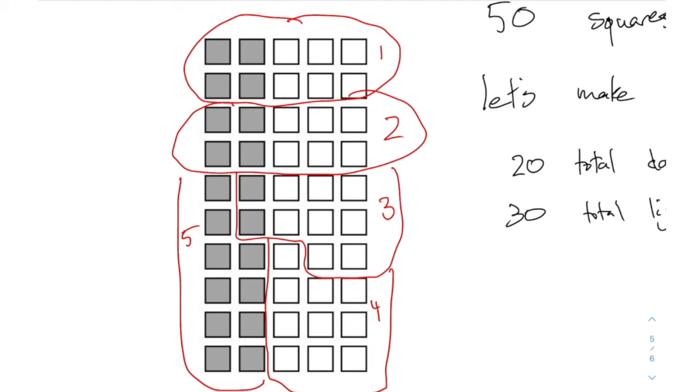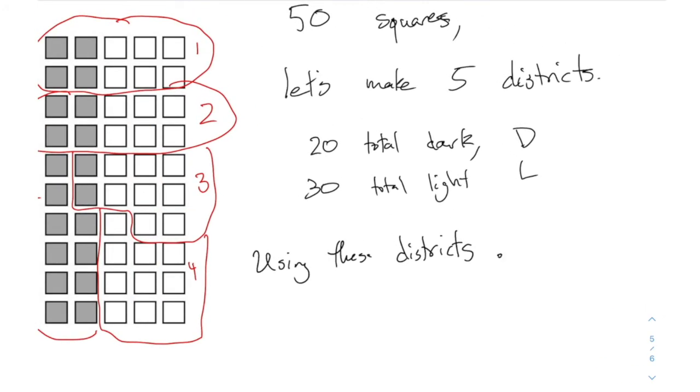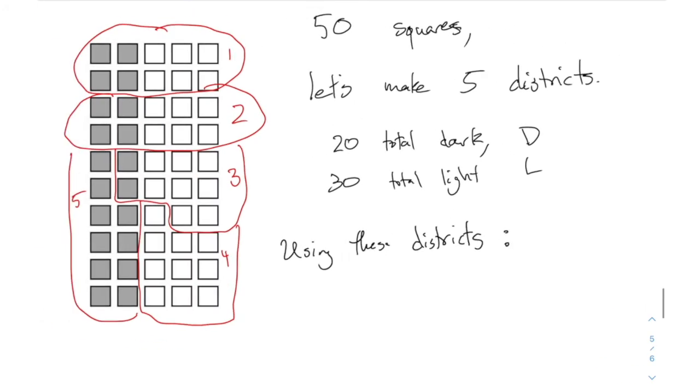We're always going to try to keep our districts connected with one another, like contiguous regions, with no gaps in them. Anyway, using these districts, let's imagine they all vote. And each of the 5 districts is going to be won either by the D's or the L's, depending on how many people are in there. So using these districts, what do I got?